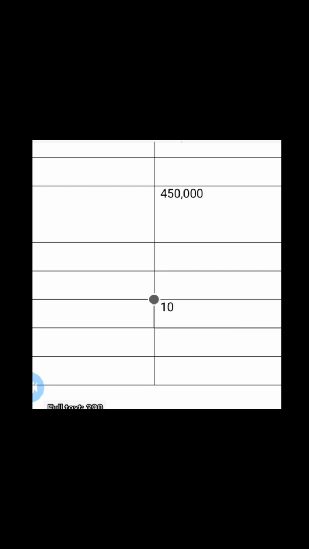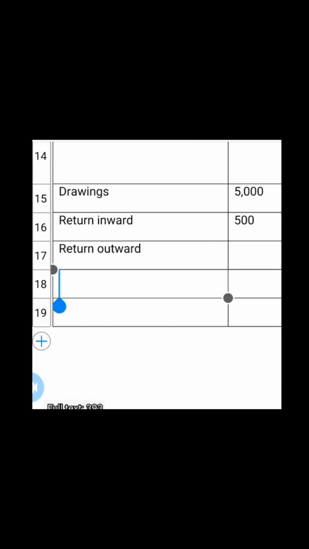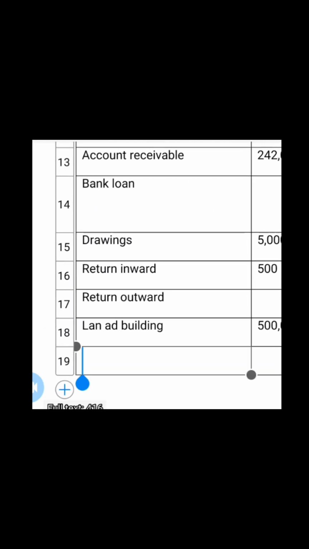Then the next one, we have return outwards. It acts the same as return inwards. It is an adjustment to the purchases account. So it's going to be credited as well. Since the purchases was debited, we are going to credit the return outward account. The next one was land and building. Land and building is a property of an enterprise. It's an asset of the enterprise. So it's expected to have a debit balance at the end of the period.